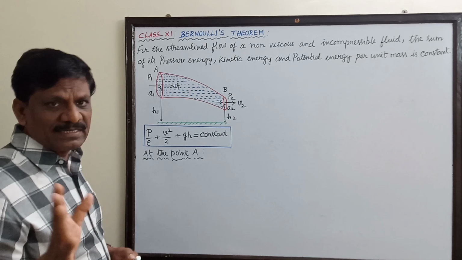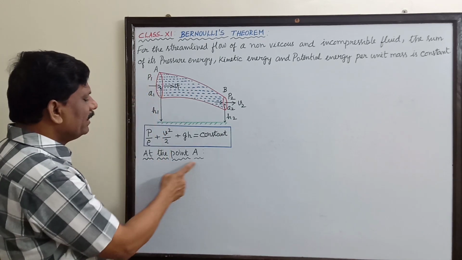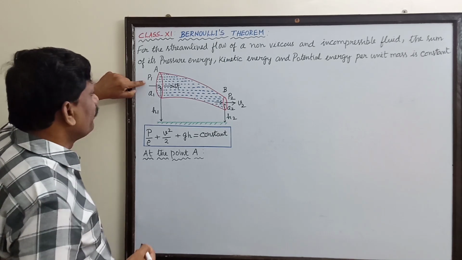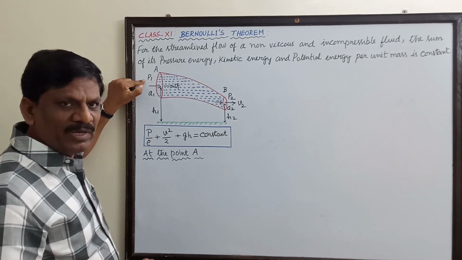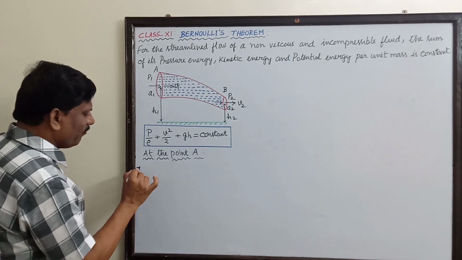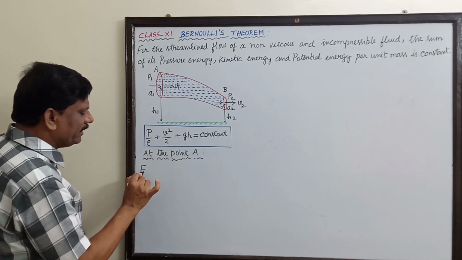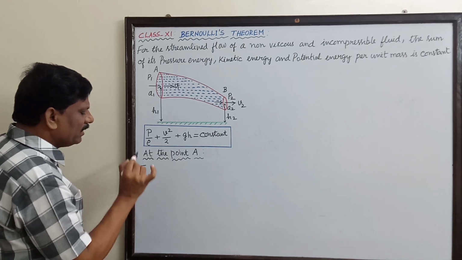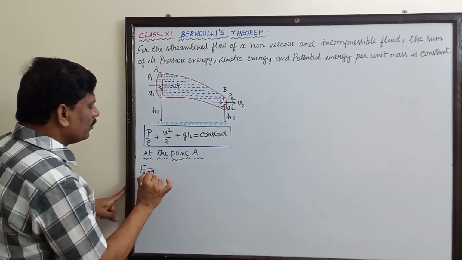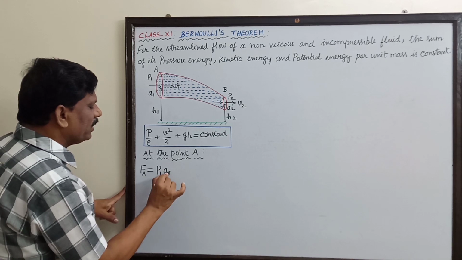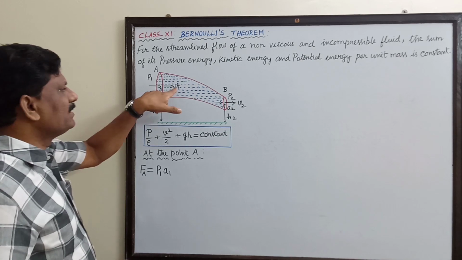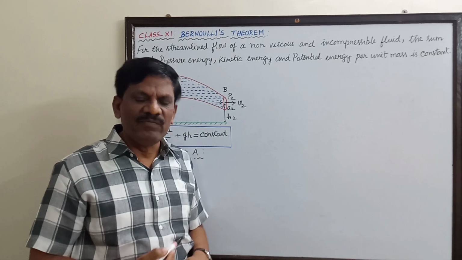So first, my dear students, I will take the left side end A. At the point A, the pressure of the liquid is P1 and the area of cross section is A1. Therefore, what is the force exerted by the liquid at the end A? The force exerted by the liquid at the end A is equal to pressure into area, P1 into A1. Now the velocity with which the liquid is entering at A is V1.